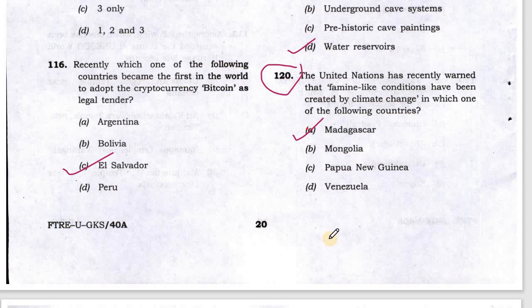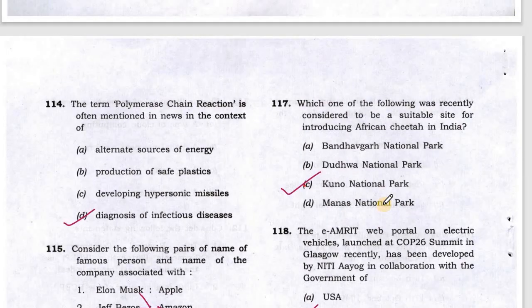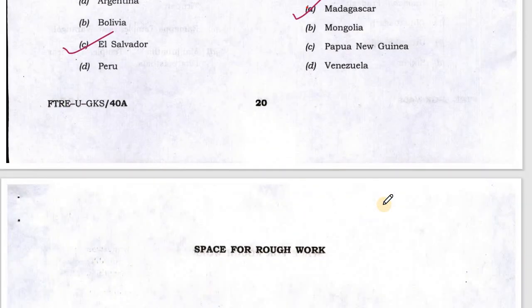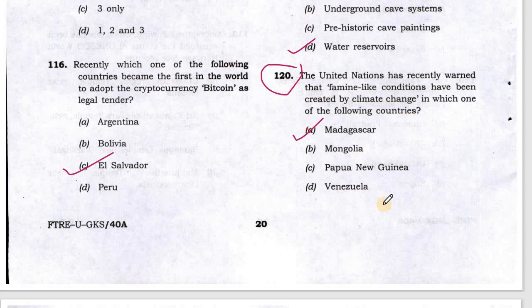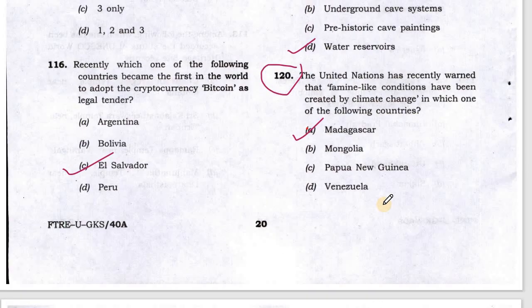If you ask my view about the GS paper, this year in the GS paper the history question is quite a bit difficult, and compared to the other two years, this year is a little bit easy. Not too much, but a little bit easy this year. If you read well, you can answer it.